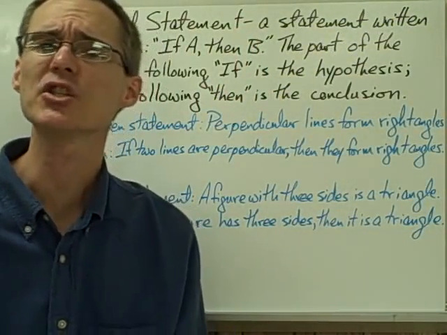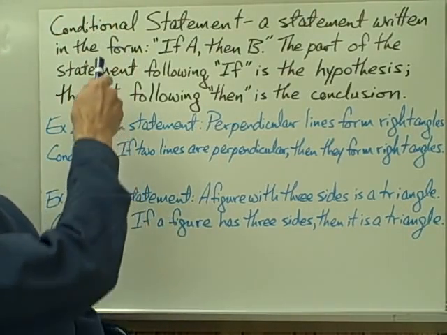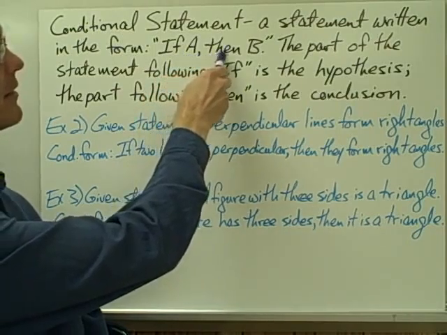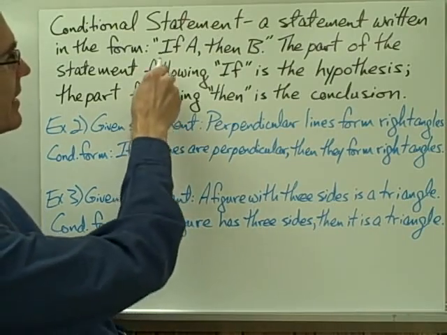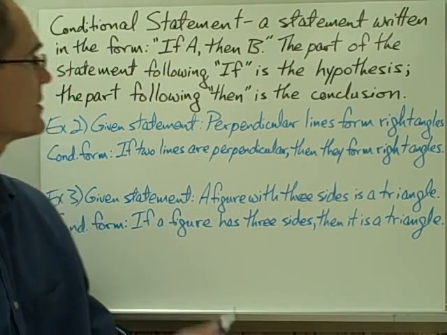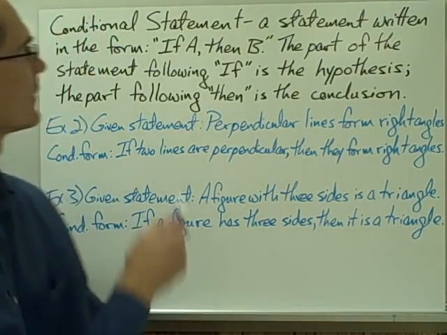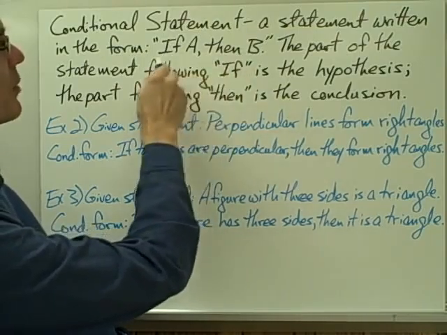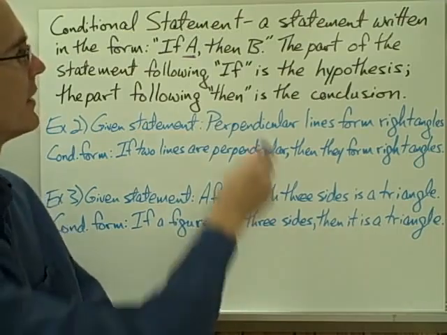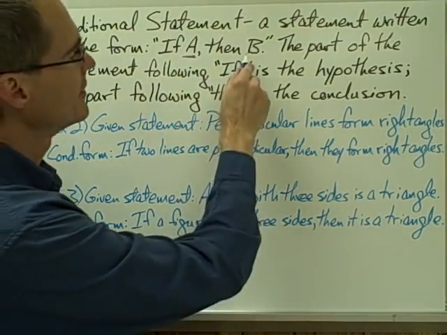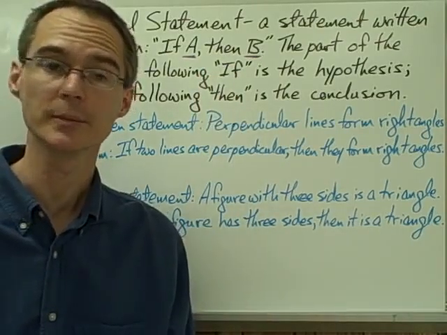All right, now let's talk about conditional statements. A conditional statement is just a statement that is written in the form if A, then B. The part of the statement following if is called the hypothesis, and the part of the statement following then is called the conclusion. So if I have a statement in the form if A, then B, this is the part of the statement following the word if, that's called the hypothesis. This is the part of the statement following the word then, that's called the conclusion.